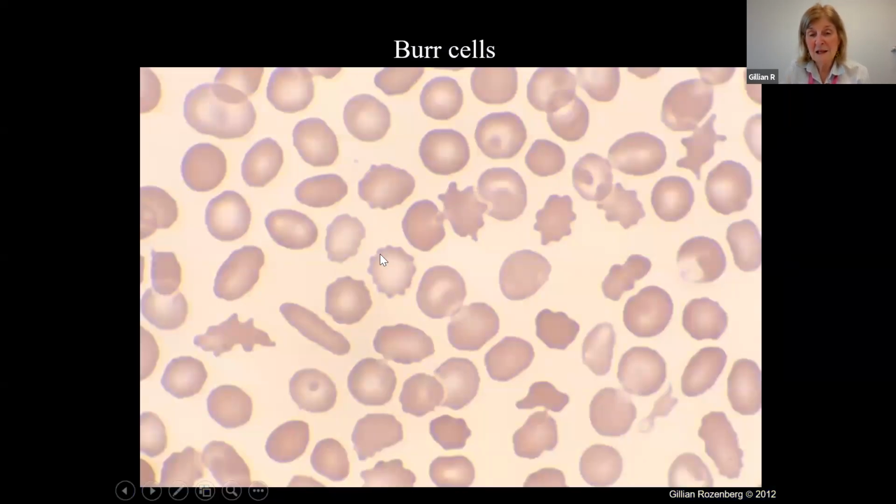And this is a nice example to show you. There are some crenated cells, which I'm not commenting on, but this cell here, and this cell here, and this cell here are classically Burr cells. Now the ICSH nomenclature calls these Acanthocytes, and the ICSH nomenclature came out long after Burr cells was a recognized terminology. So it's up to you how you want to report these cells.